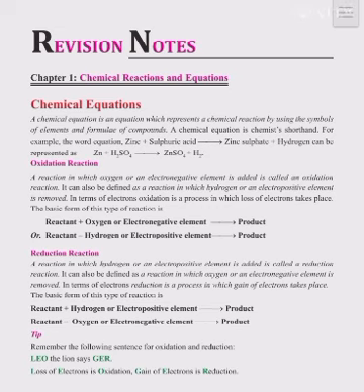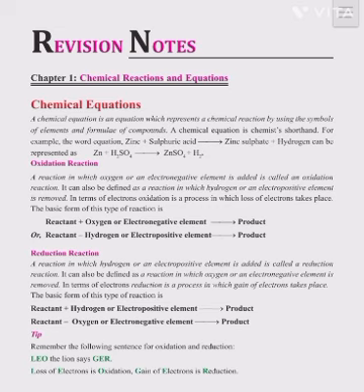Oxidation reaction. A reaction in which oxygen or an electronegative element (O minus 2) is added is called an oxidation reaction. It can also be defined as a reaction in which hydrogen or an electropositive element (H plus) is removed. In terms of electrons, oxidation is a process in which loss of electrons takes place. Reactant plus oxygen or electronegative element gives product, or reactant minus hydrogen or electropositive element gives product.